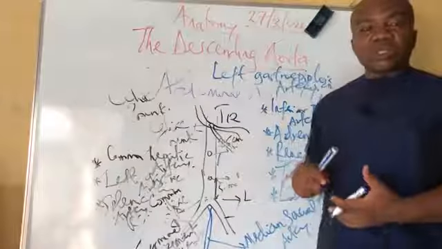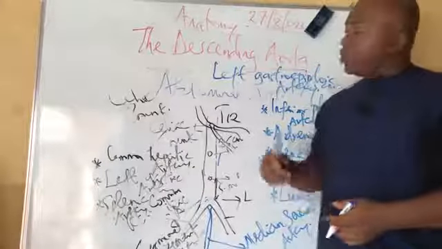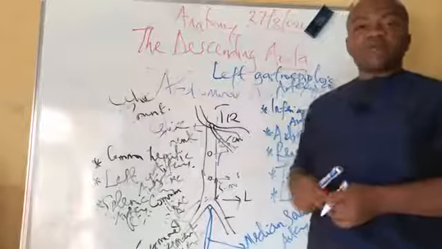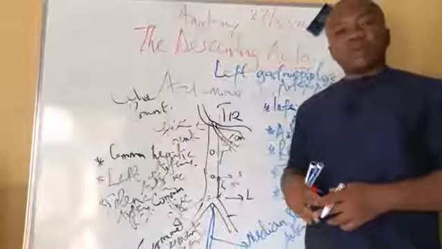So far, that is the much I can tell you about the descending aorta, having 2 parts, which is the thoracic aorta and the abdominal aorta. And I've given you all the branches coming from the thoracic aorta and all the branches of the abdominal aorta.